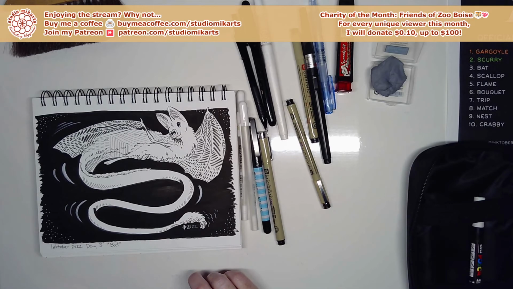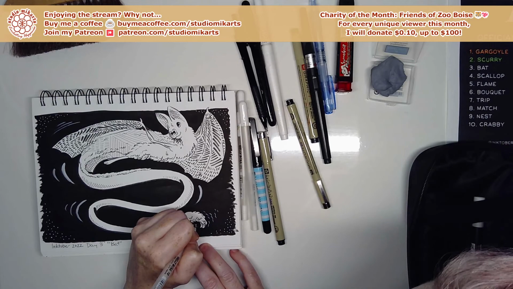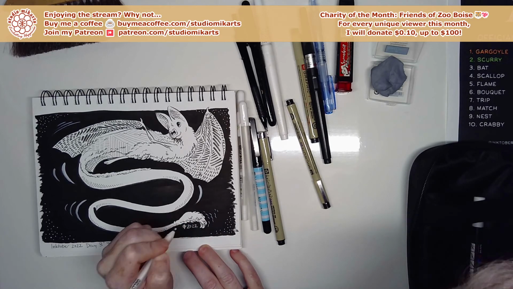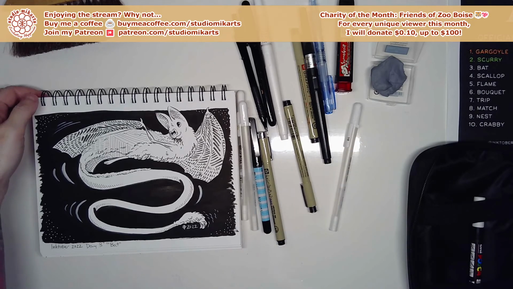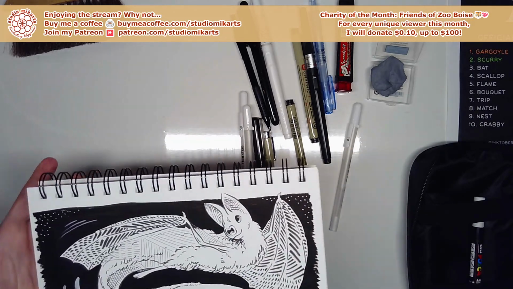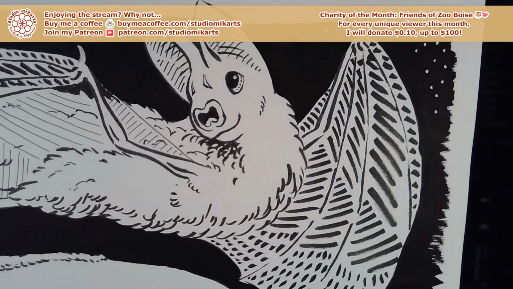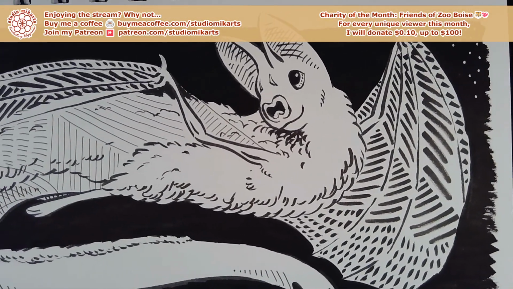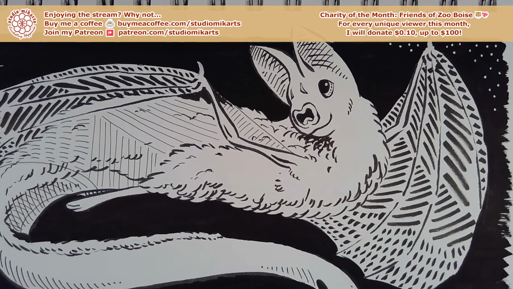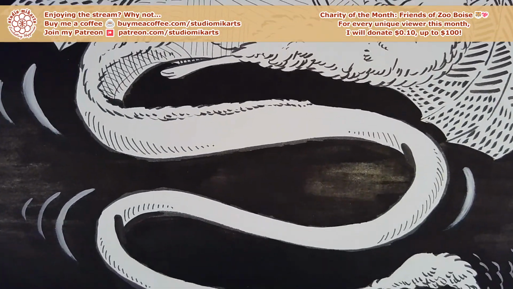Oh, the ink started running out in the pen. There, that's better. It was really faded looking. Okay, hooray! Took me way longer than usual, or than I planned, but here's a close-up look at the final. Bat. Prompt was bat. Bat griffin, sort of. It's just a bat with a snake tail.